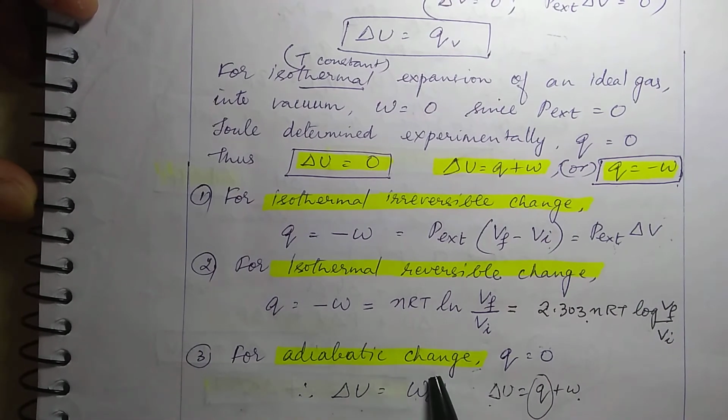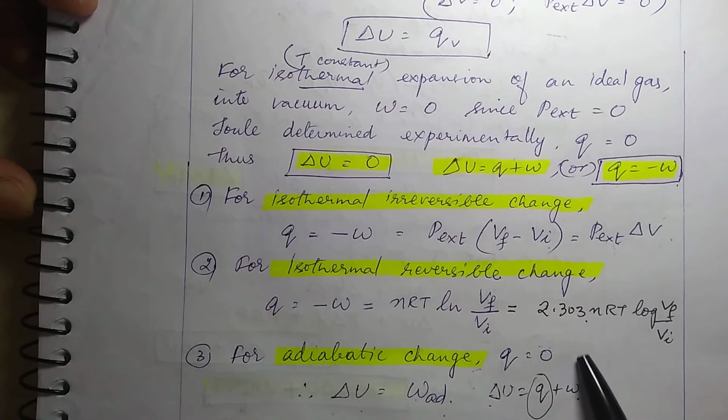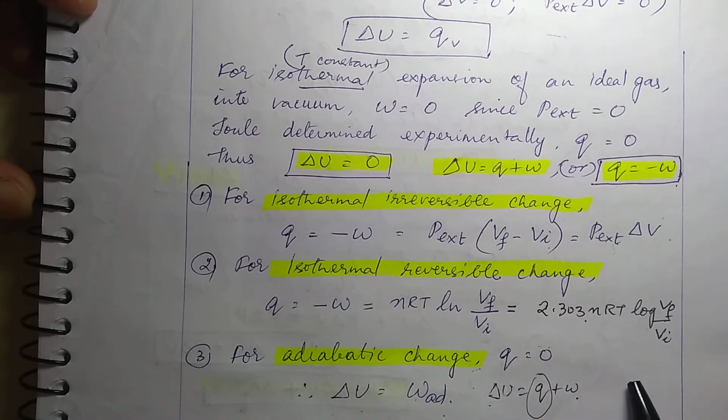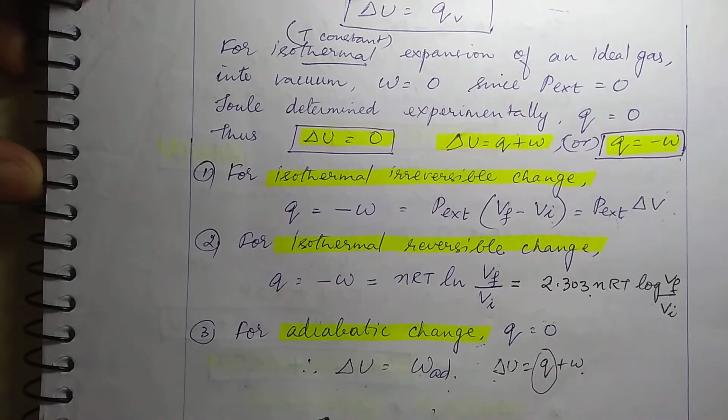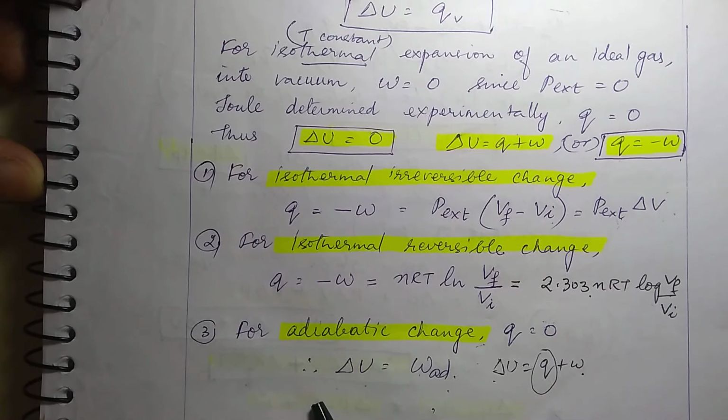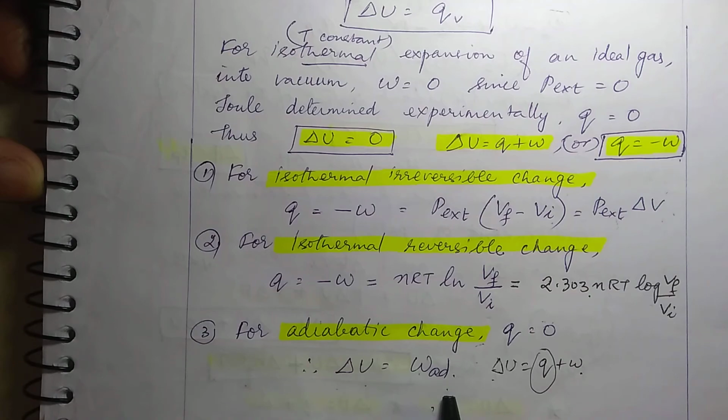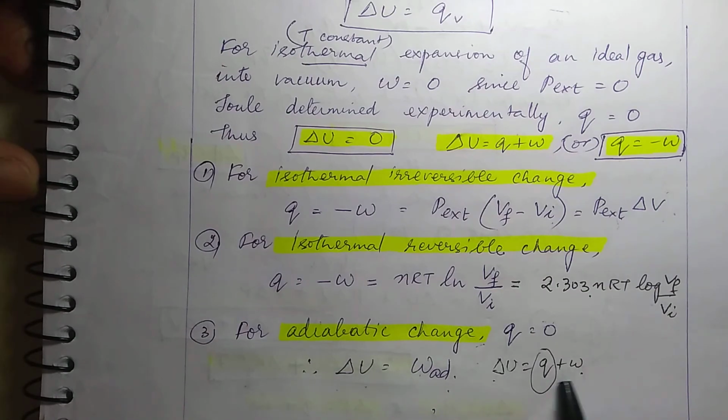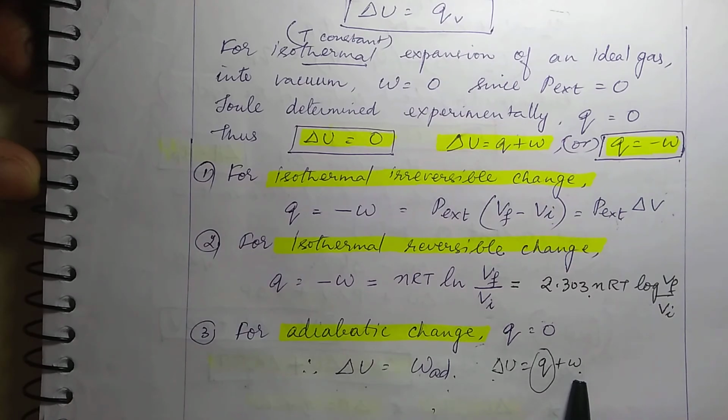And if the change is adiabatic, then Q is equal to 0 because heat neither enters the system nor comes out of the system. In that case, the change in internal energy will be the work done, adiabatic. Is that clear? Q is equal to 0. In this expression, Q is equal to 0. So delta U is equal to W. That's it.